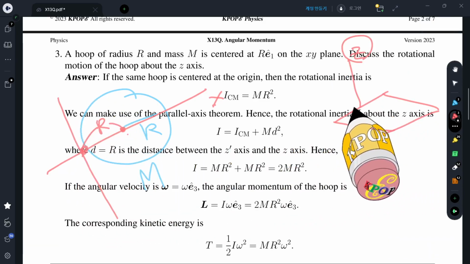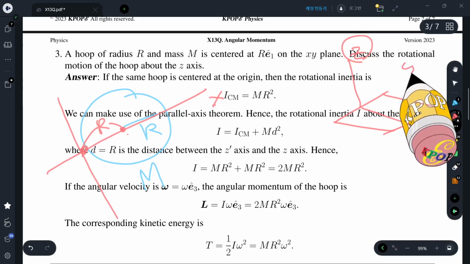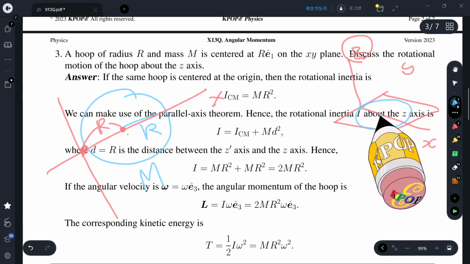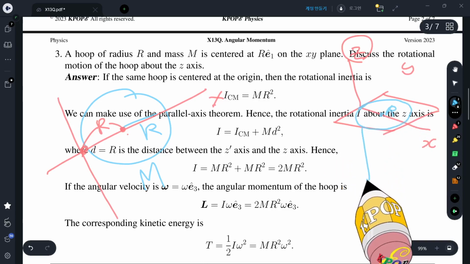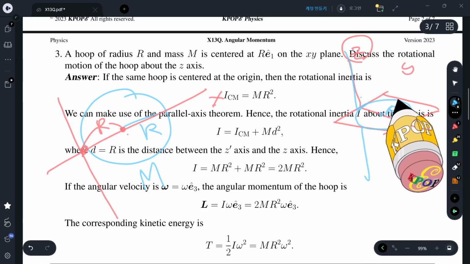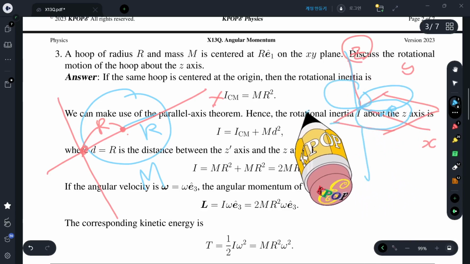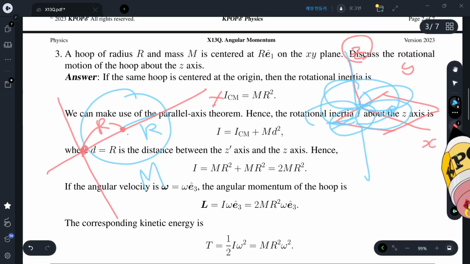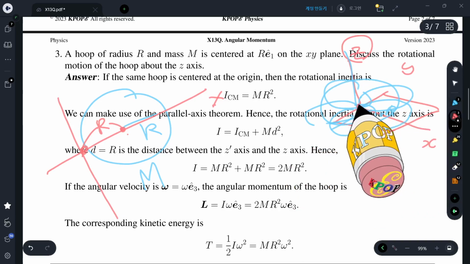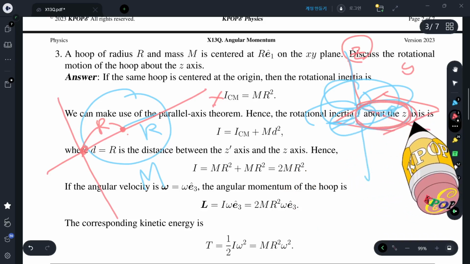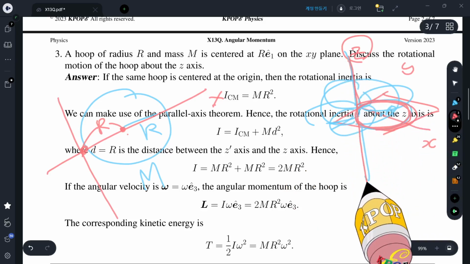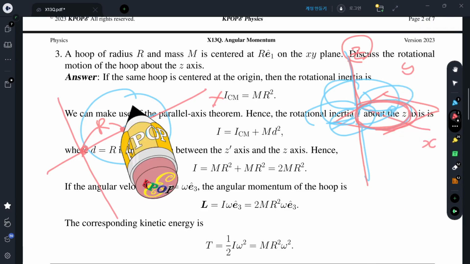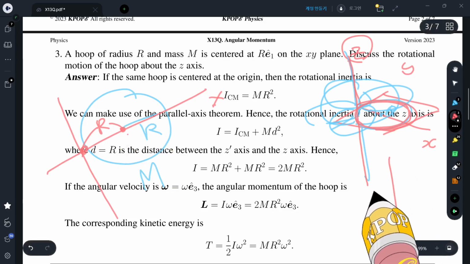And the x-axis, y-axis, and we have a circle of radius r, something like that. The axis of rotation is this, and this circle is rotating like that. So we'd like to find the rotational inertia of this circle. The same hoop centered at the origin, first, we consider this case.